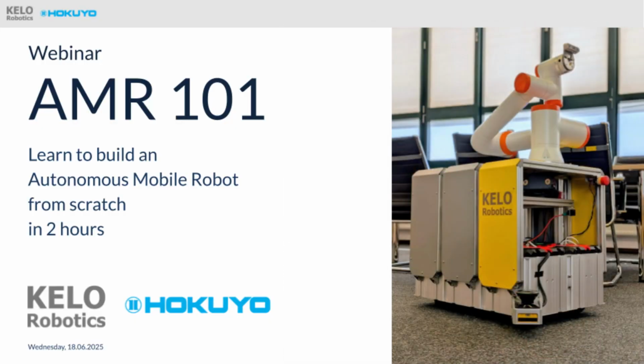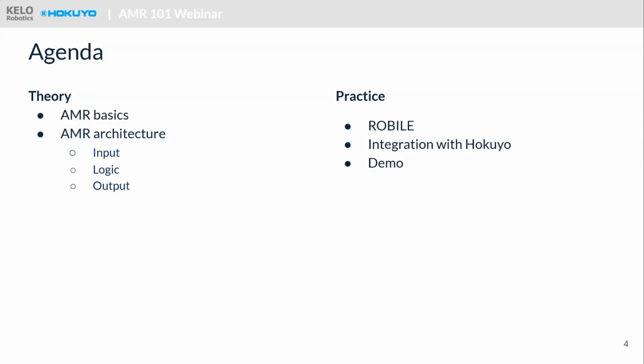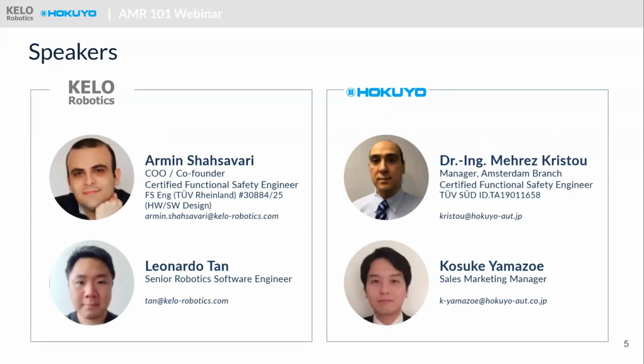In this session, you will learn to build an autonomous mobile robot from scratch. This webinar is made up of two main sections. The theory part, where you learn about the basics and the AMR architecture, and the practical part, where you will become familiar with Robile, our platform, the integration with Hokuyo LiDARs, and the demo robot.